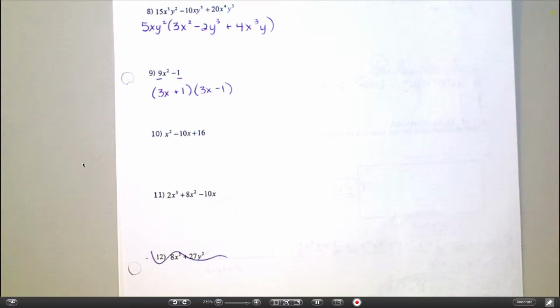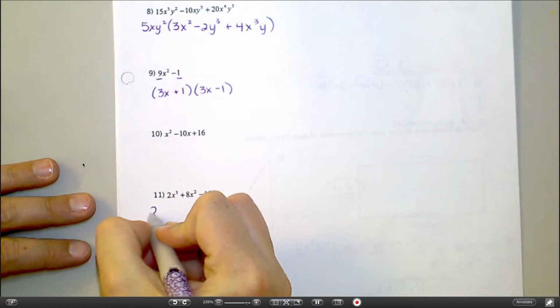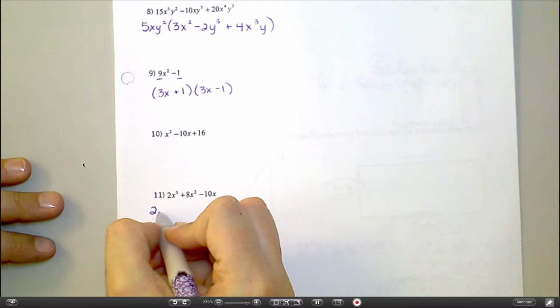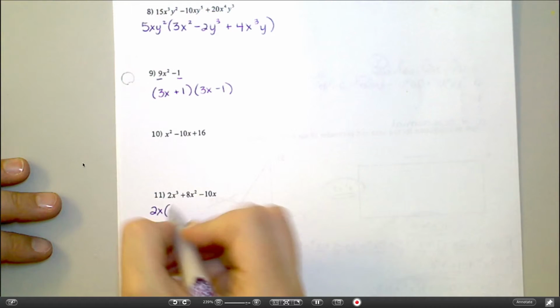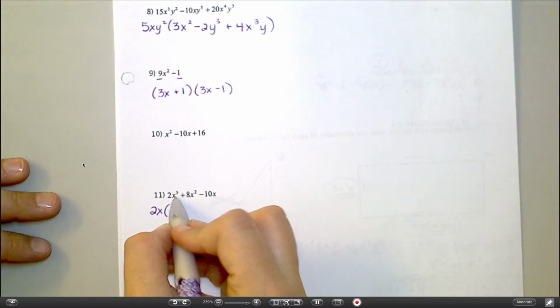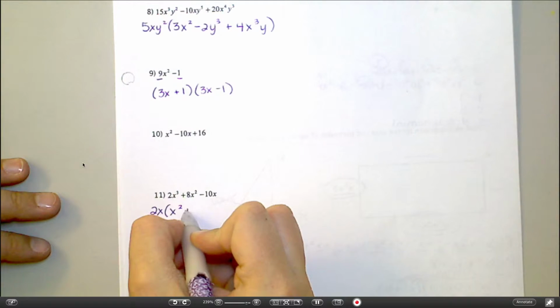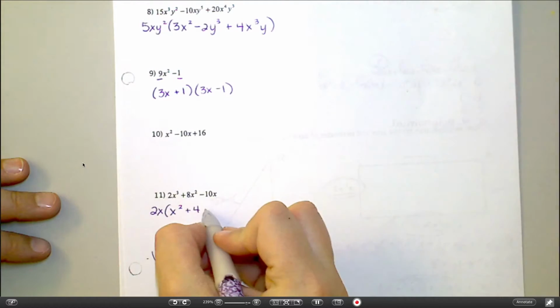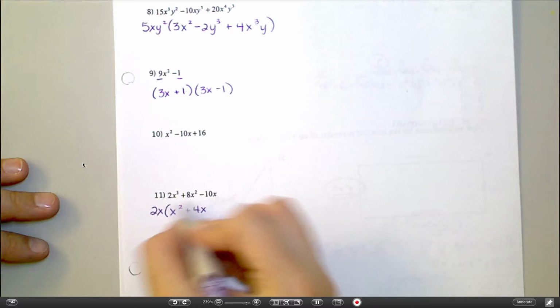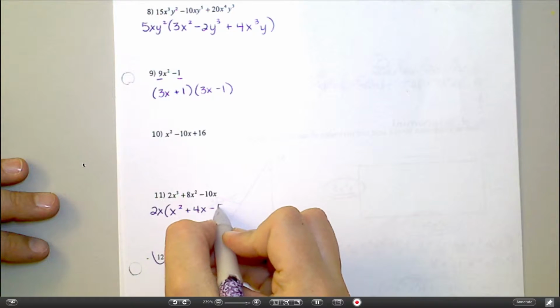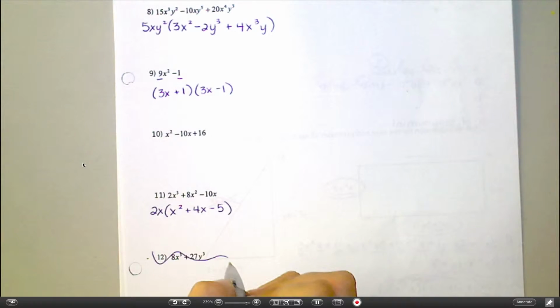Eric? 11? Okay. So GCF on 11. What can I pull out? 2. And how many x's? Okay? So then in the first one, my 2 would be gone and I'd lose an x, so that would become x squared. This would become a 4, and I would lose an x, so that would just be an x. And then this would become a 5 with no x.